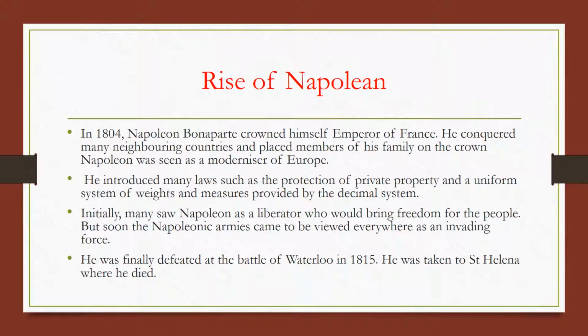He conquered many neighboring countries and placed members of his family on the crown. Napoleon was seen as a modernizer of Europe. He introduced many laws such as the protection of private property and a uniform system of weights and measures provided by the decimal system. Initially, many saw Napoleon as a liberator who would bring freedom for the people. But soon the Napoleonic armies came to be viewed everywhere as an invading force.